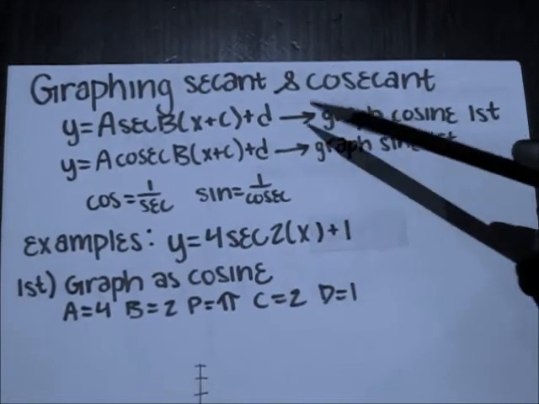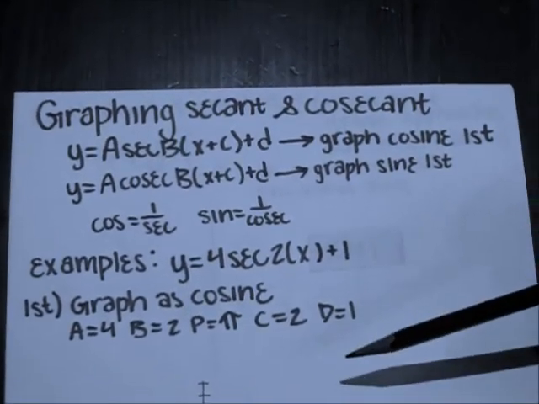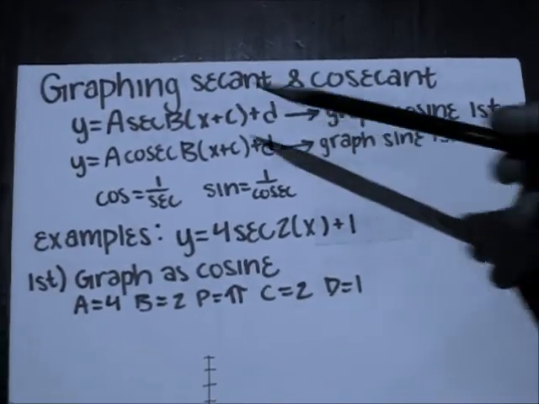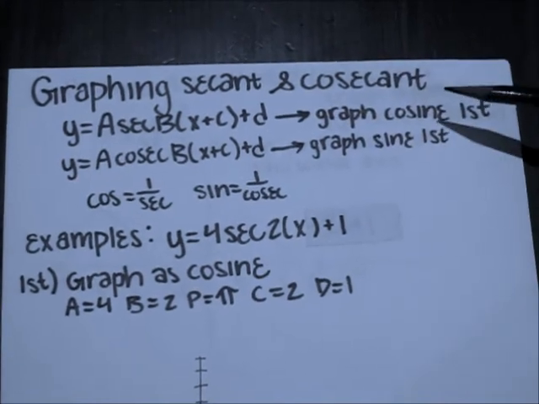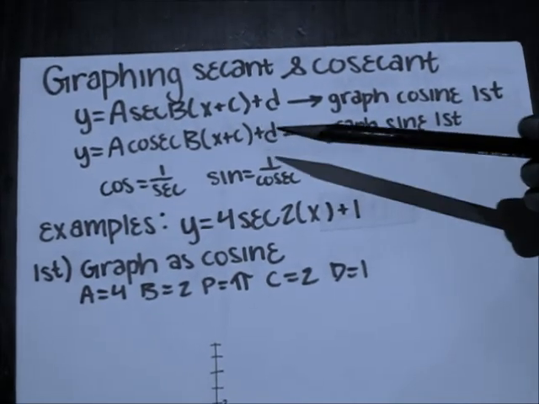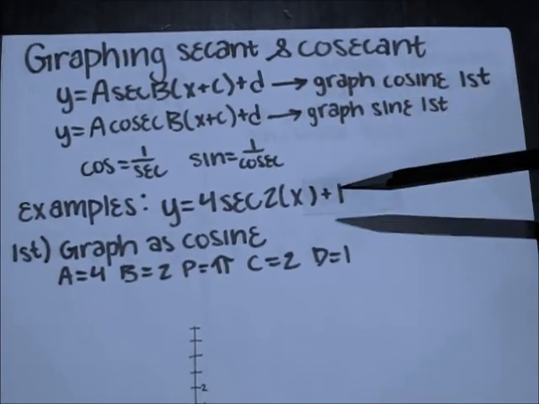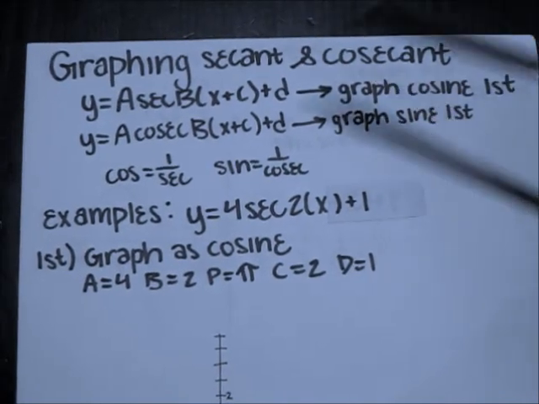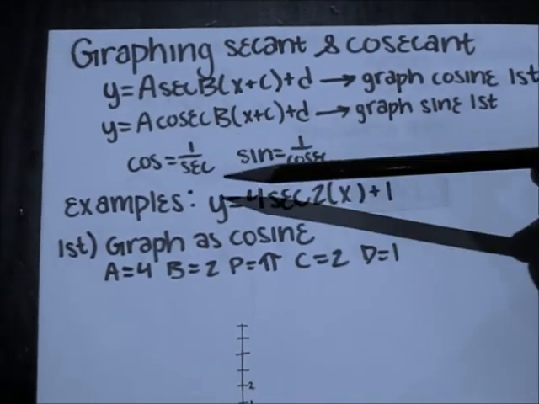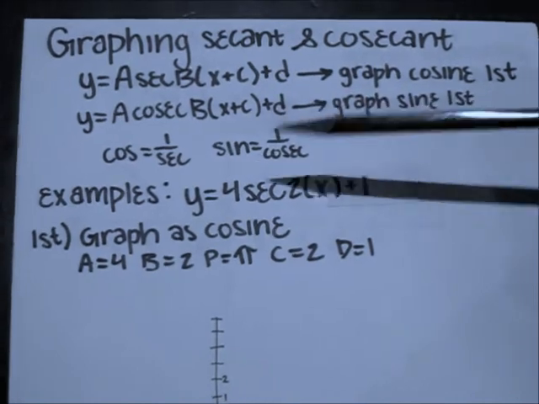Now we're going to graph secant and cosecant functions. If you have a function with secant in it, you're going to graph cosine first. If you have a function with cosecant in it, you're going to graph sine first. The reason we can do this is because cosine equals 1 over secant and sine equals 1 over cosecant.